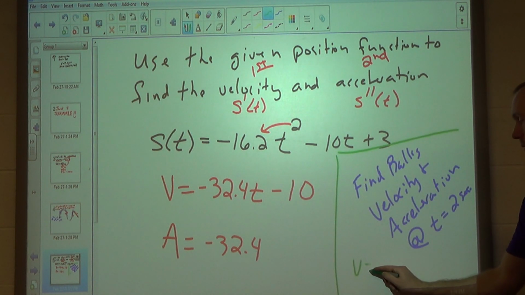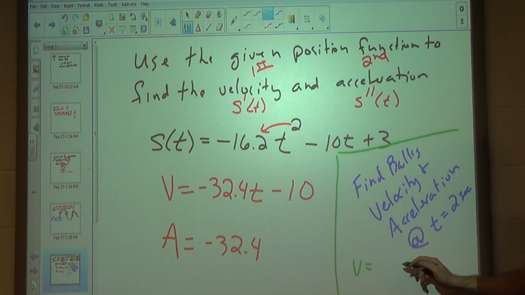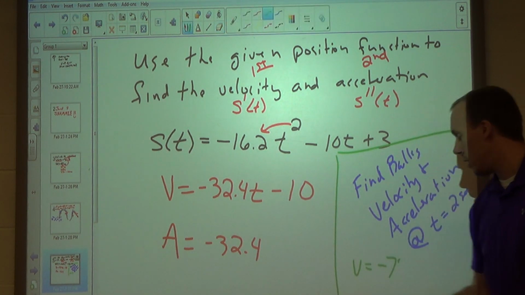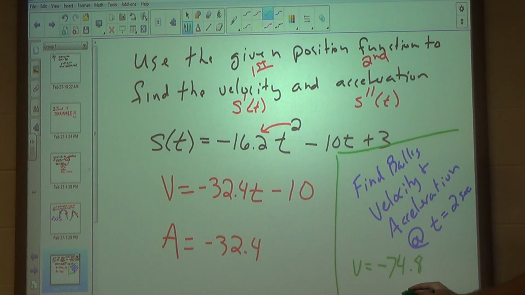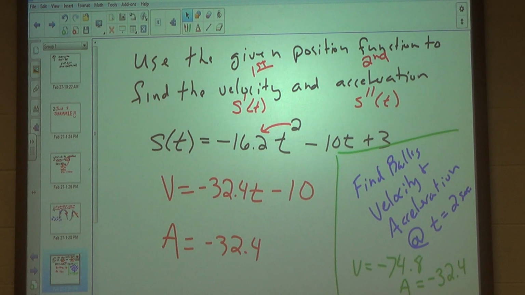So then what would I get? Velocity equals 2 times this, minus that, so it'd be negative 78.8, oh, hold on, 74.8. Yeah, 74.8. And then acceleration would be what? It's the same, negative 32.4. There's nothing to plug in, so therefore acceleration is constant. Questions on that? All right, and then these last 4 problems are just power rules.